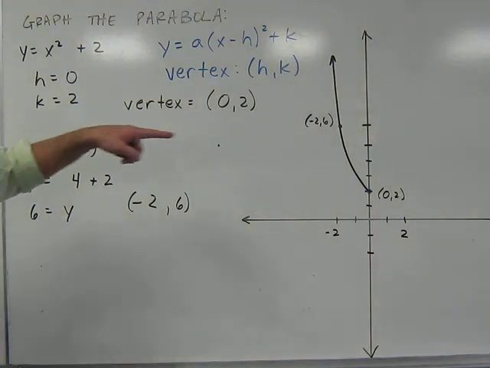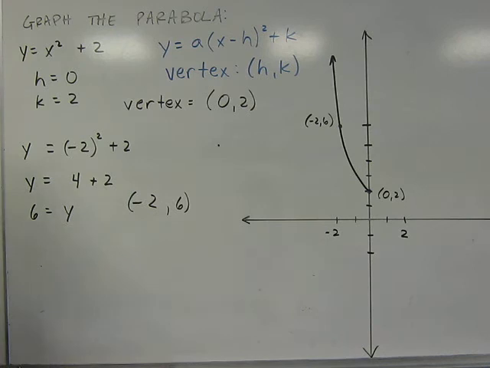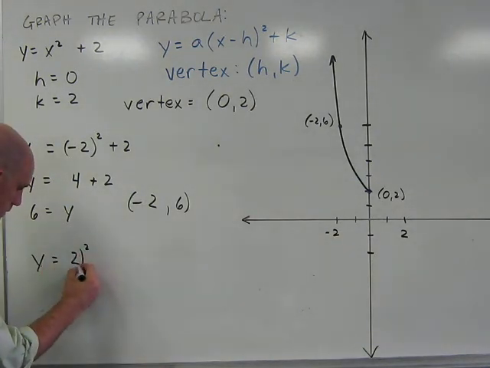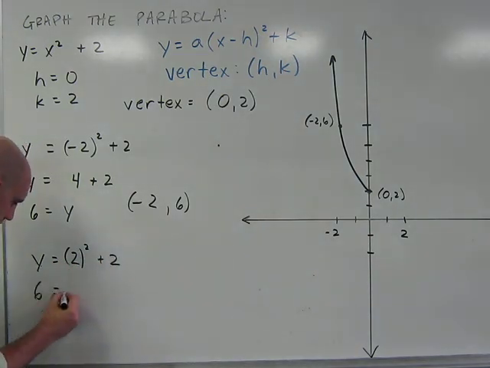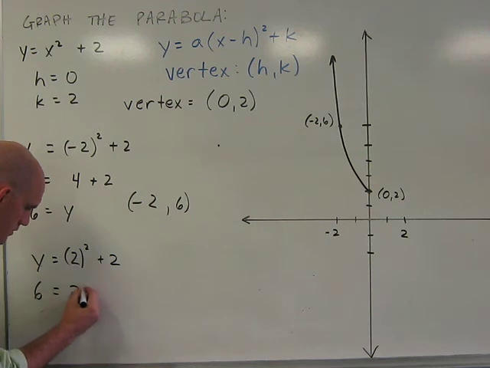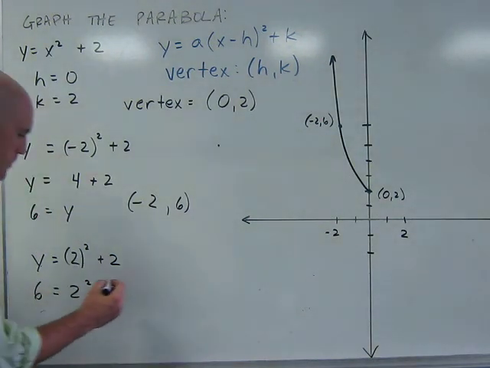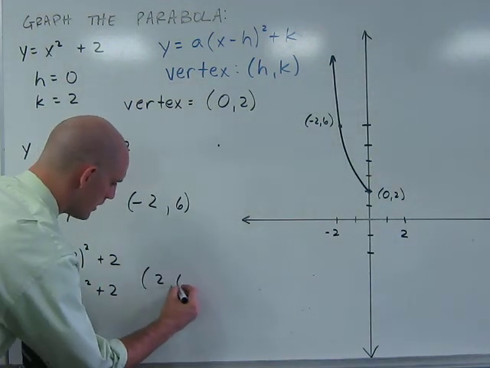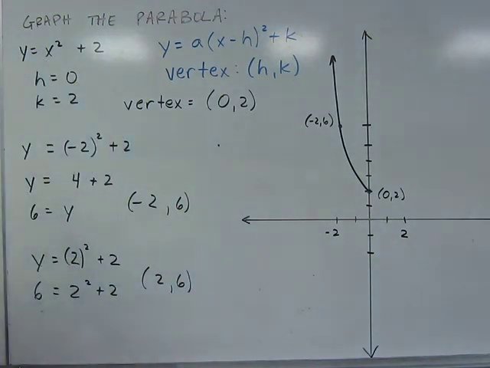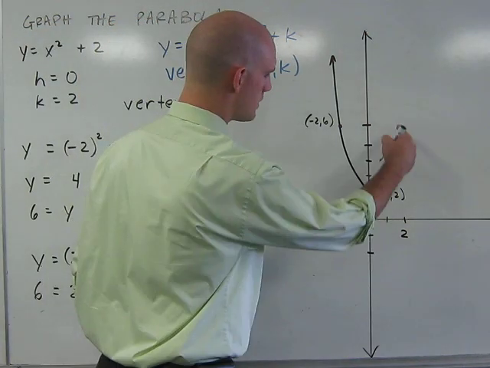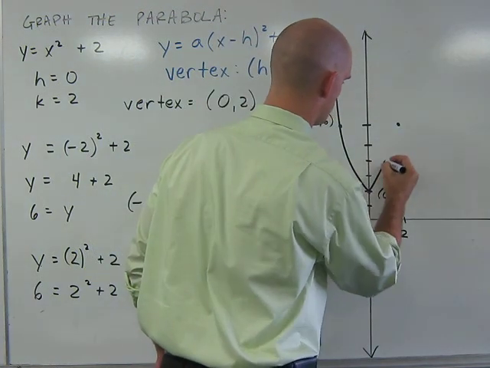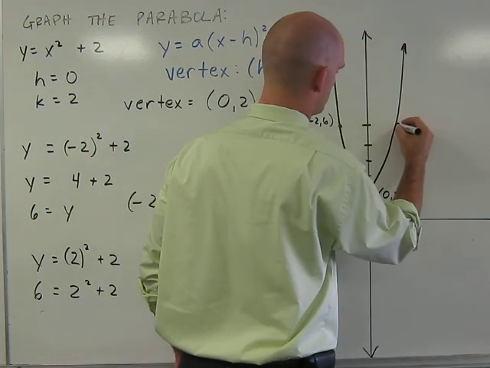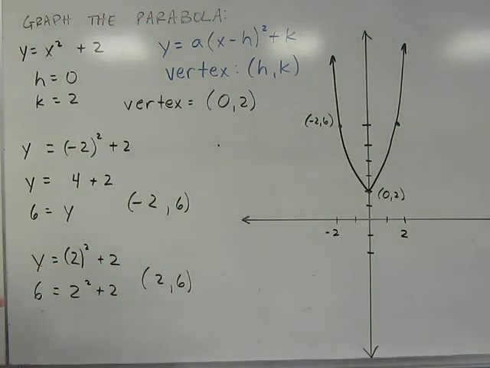I'm going to put in 2 for x instead of -2. So y equals 2 squared plus 2. I find out that y is equal to 6. So another point is (2, 6). When I go to graph that point, I go to (2, 6). And I can graph the other half of my parabola.